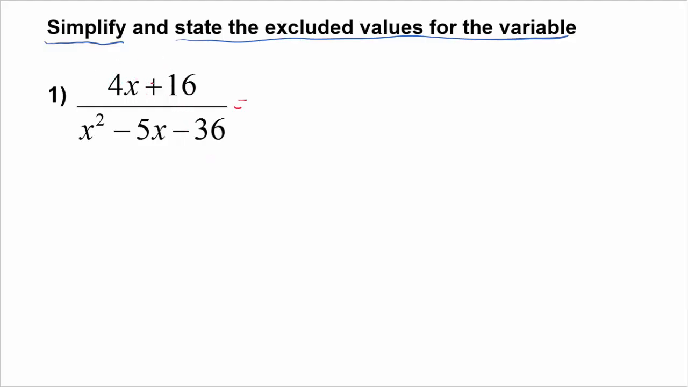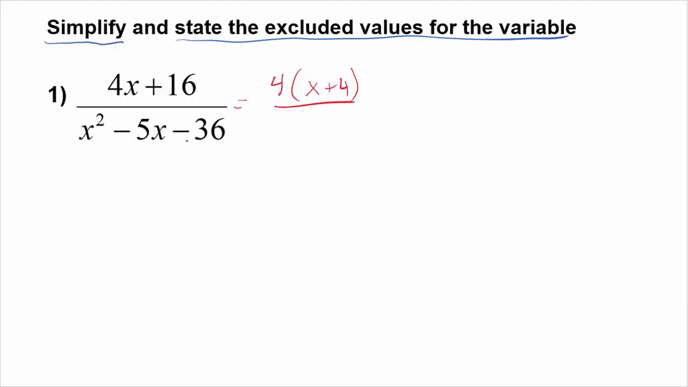So the top here, I don't see much that I can take out other than a GCF of 4. So I'm going to take the 4 out. That'll be 4 times x plus 4. If I divide each of these by 4, that leaves me with 4 times the quantity x plus 4. You can distribute that back in to check my answer and make sure that works.